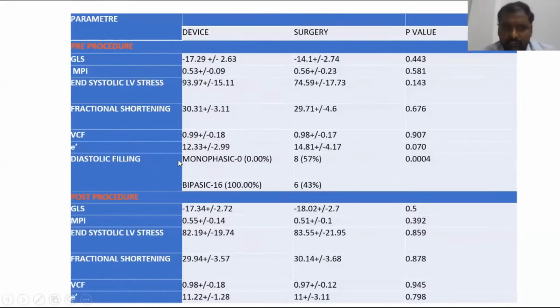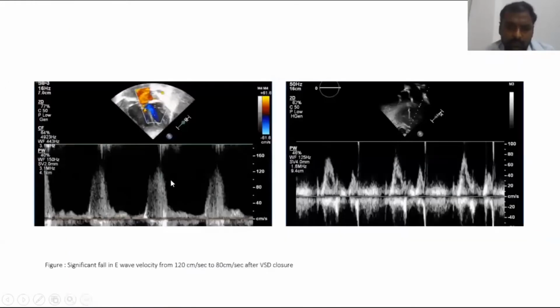Surprisingly, there is a pattern which we noted: the diastolic filling was monophasic in eight children in the surgical group and none in the device group. This monophasic diastolic filling pattern converted into a biphasic diastolic pattern after the surgical closure.